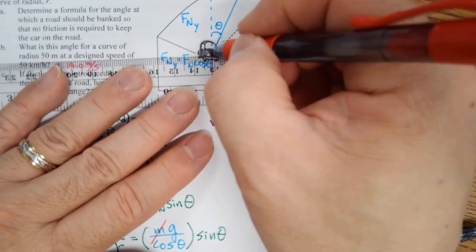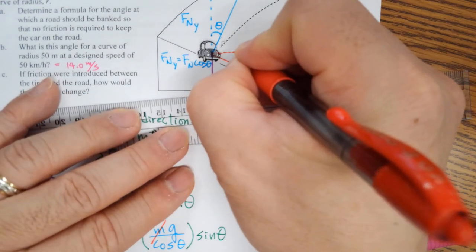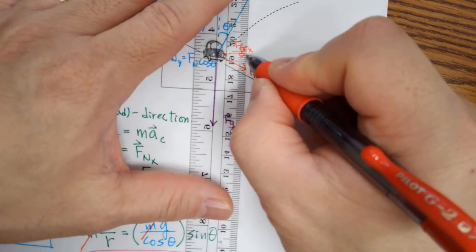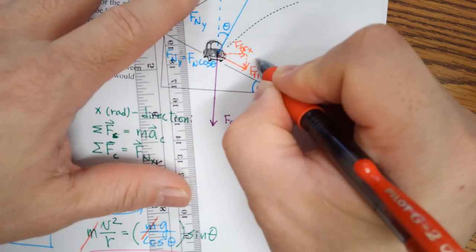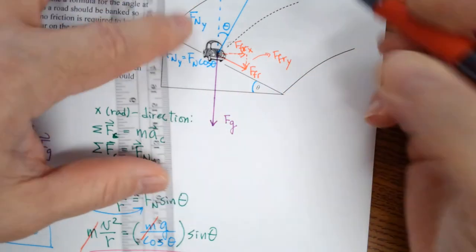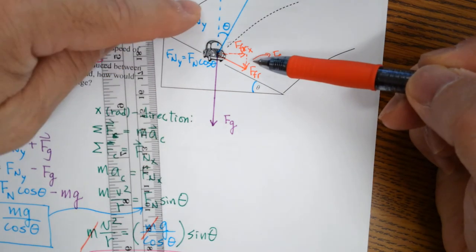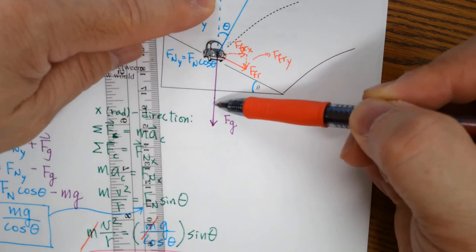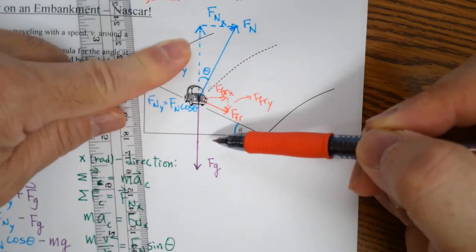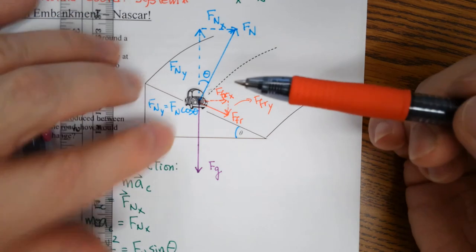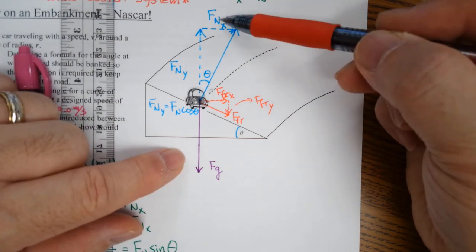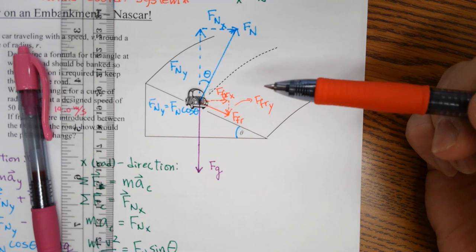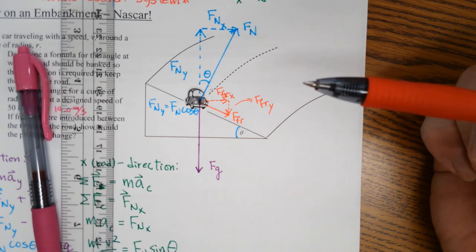So this friction will have more radial force going this way, F friction X and F friction Y. And your F friction Y will contribute more to your F normal. So now your vertical forces are not just going to be FNY and FG, it will also be F friction Y. So you would have to add these three forces vertically for your MAY. And for the horizontal or radial direction, you would have two forces, not just FNX, but FNX and friction X as MAC. Does that make sense? Okay.